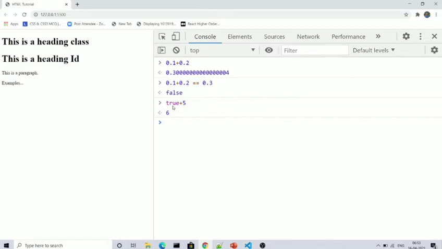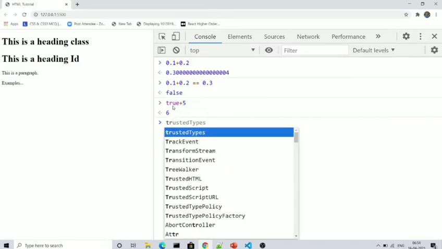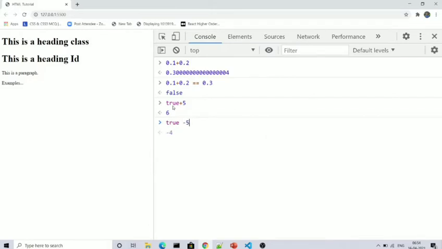For the minus, now we will see true minus 5. Yeah, it is coming as minus 4. Suppose I perform the same operation with the string, then what is happening? It is coming as true5. Okay, again it is concatenated. Suppose we perform the operation like this with minus, 4. So at this time 5 is also converted and true is also converted. These are all things we need to keep in mind.